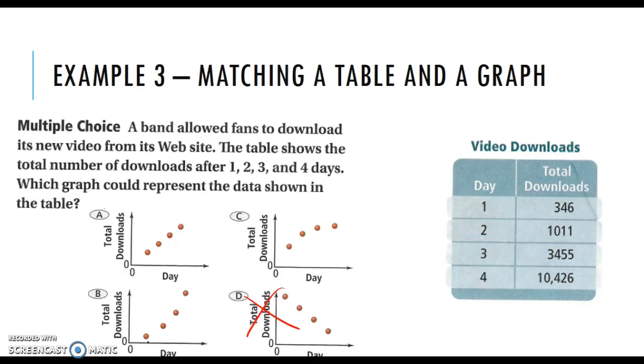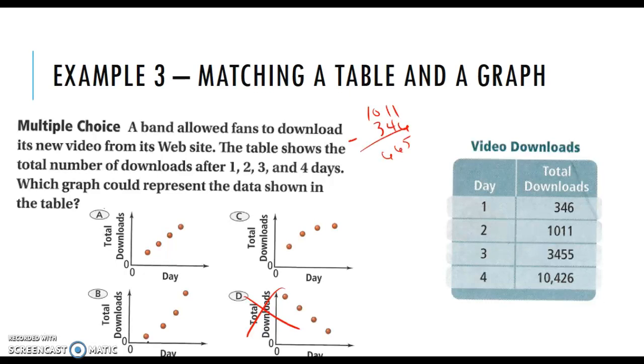So I'm going to take 1,011 minus 346. And that gives me a difference of 665.